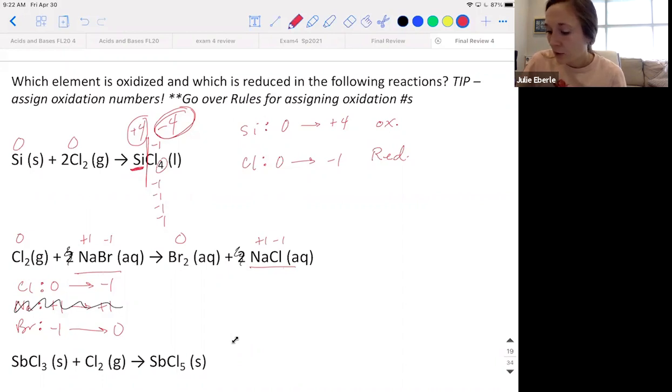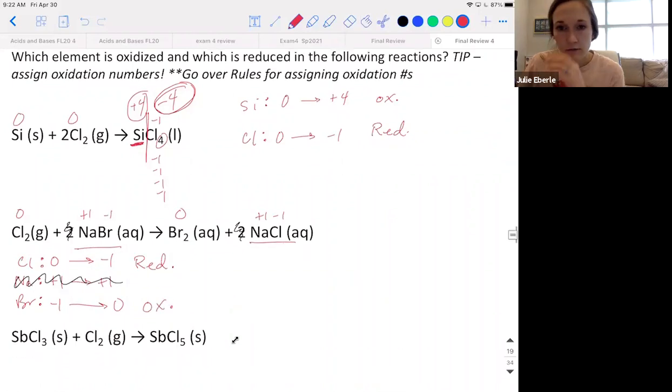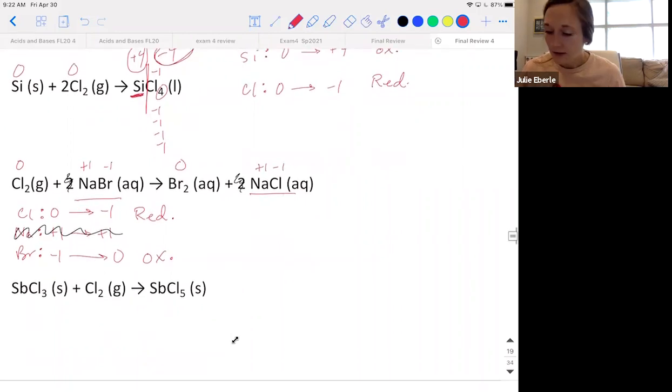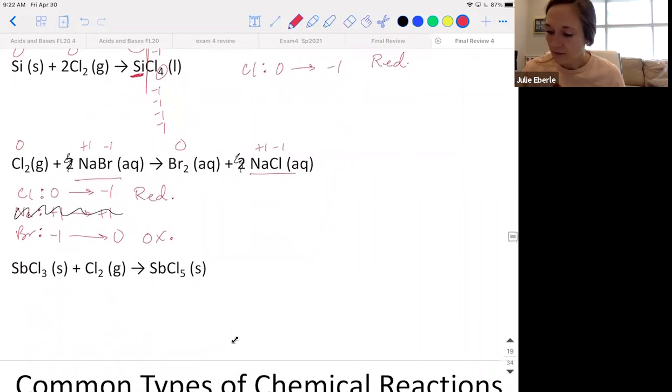Okay, so chlorine is going from 0 to negative, so it's being reduced. So that is reduction. And bromine is going from -1 to 0, so its oxidation number is increasing, so that is oxidation, being oxidized. You will always have both happening together, oxidation and reduction. If something's being reduced, something else has to become oxidized. They work in tandem.